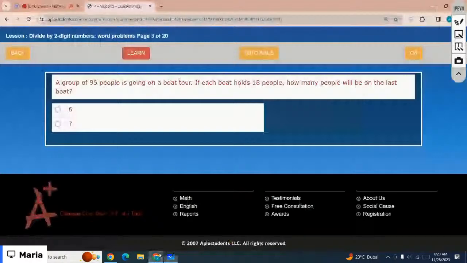A group of 95 people is going on a boat tour. If each boat holds 18 people, how many people will be in the last boat? Only one knows the answers. The rest of them are just copying their answers. Very bad. Which is the correct option?